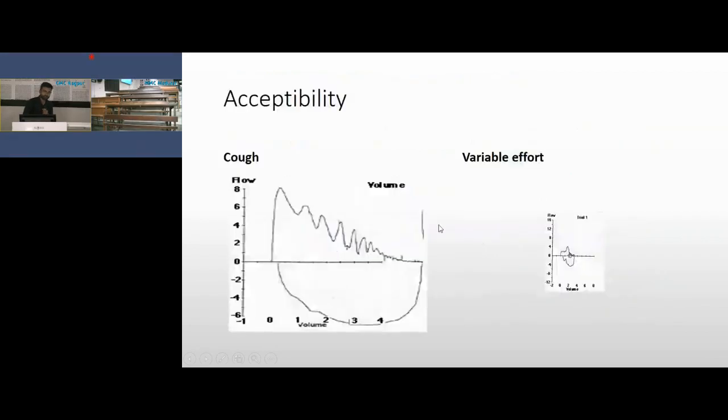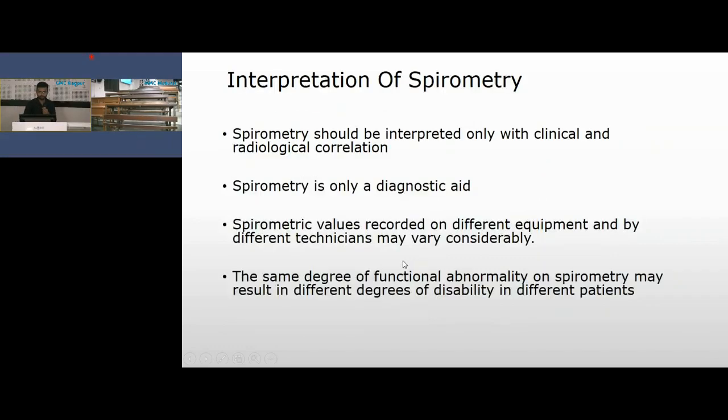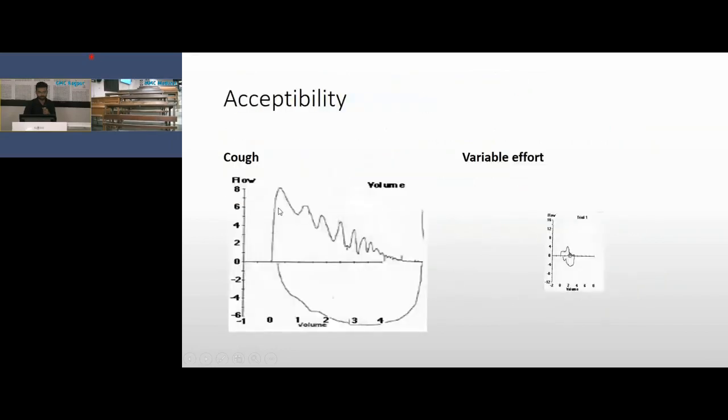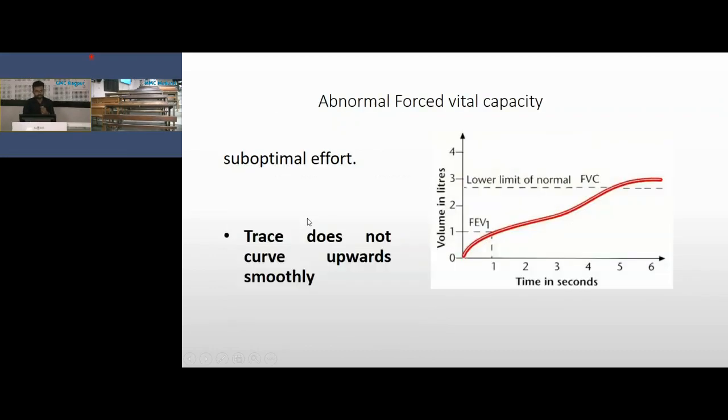Now, the different issues of spirometry, whether the graphical representation is acceptable or not. As earlier, we see the graph of flow volume loop and volume time graph. In this graph, this is a flow volume loop where the expiration is not continuous, which is probably due to coughing efforts. So this graph is not acceptable for interpretation.